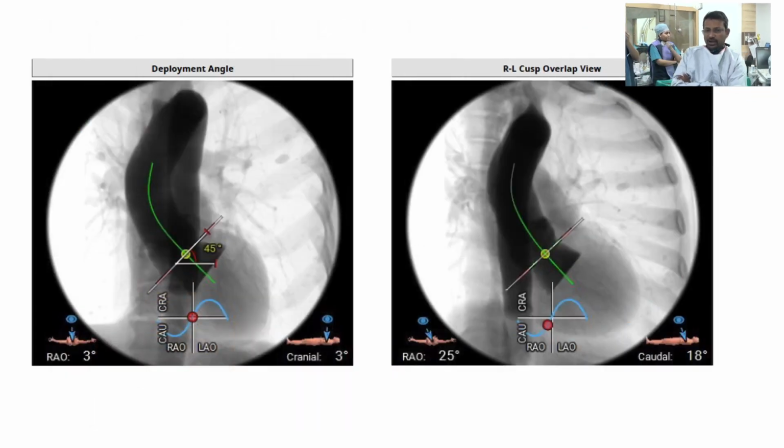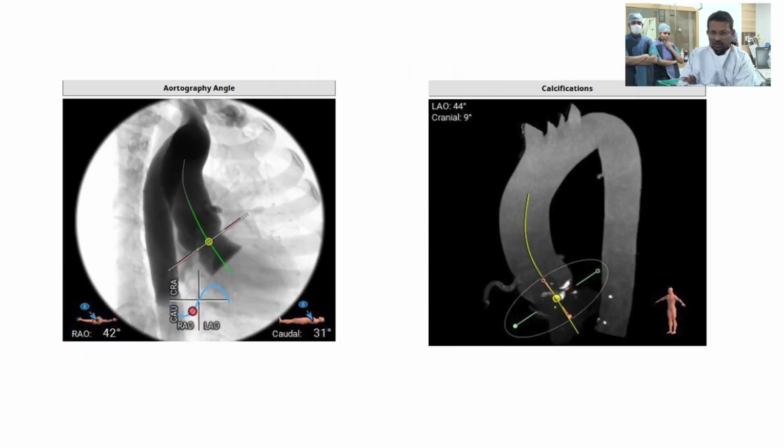If you see the deployment angle, we are going to deploy in an epicranial kind of view. It is RAO 3 and cranial 3, it will be our deployment angle. If we want to go to the cusp overlap view, it is RAO caudal, like 25-18, but our implanter's view will be the RAO cranial. So this will be our angiography angle.